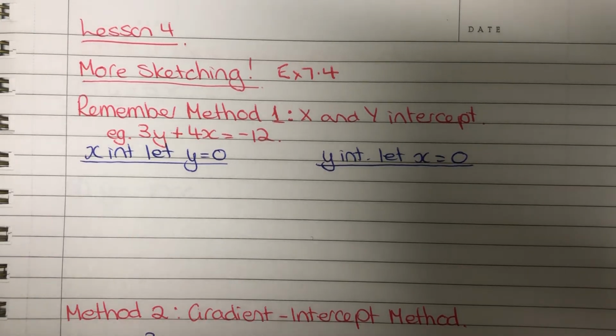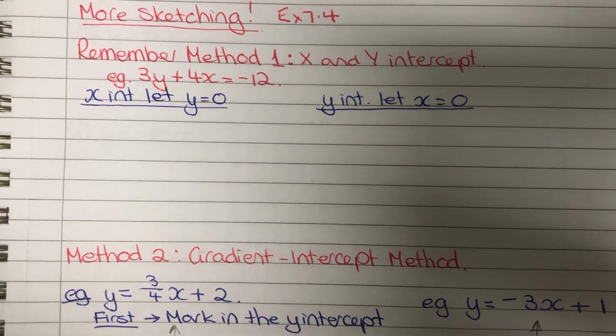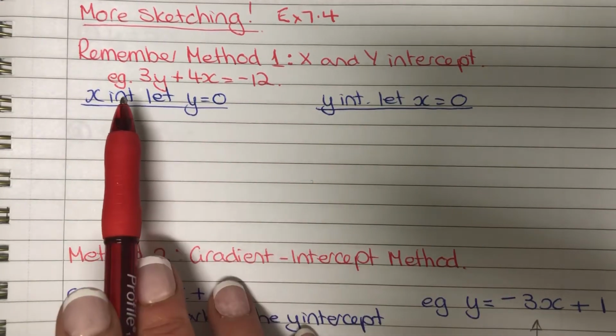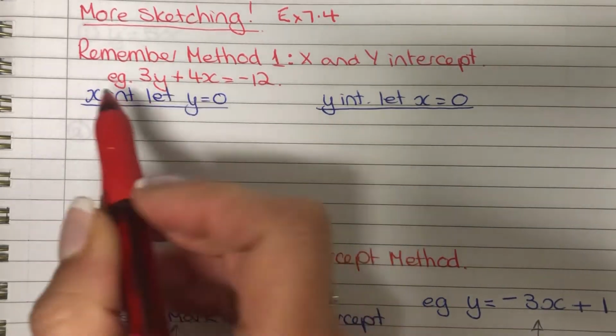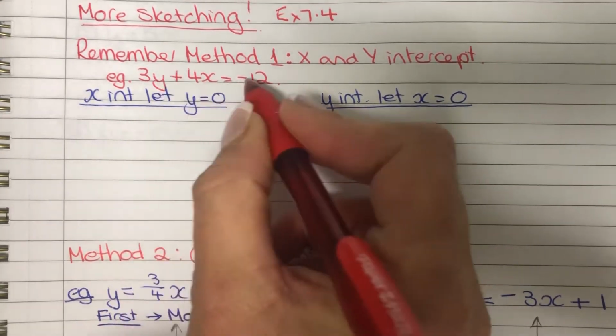Okay, Year 9, today we're going to keep going with some more sketching from 7.4. First thing we're going to do is quickly go over the first method that we did the other day, x and y intercept. So 3y plus 4x equals negative 12, little heading, x-intercept, let y equal 0. Do it straight from where you can see it there.